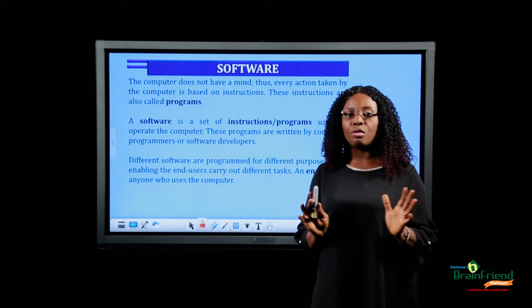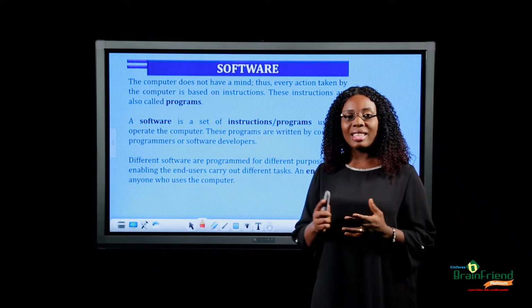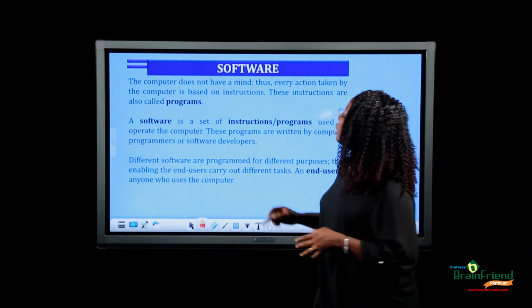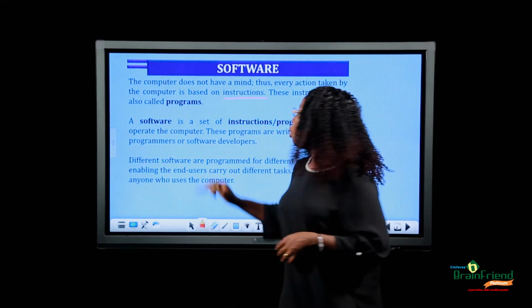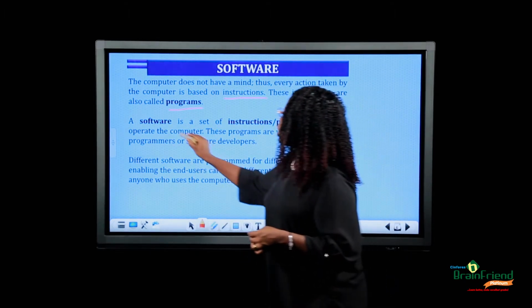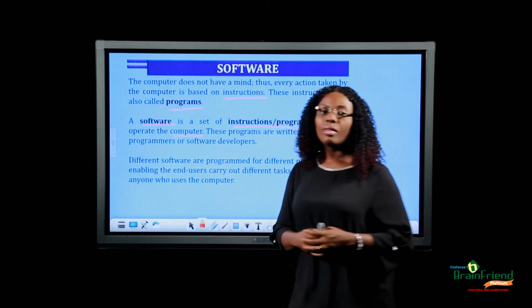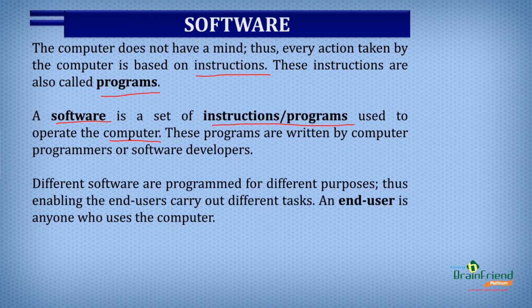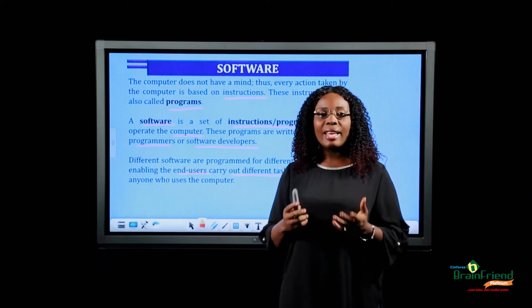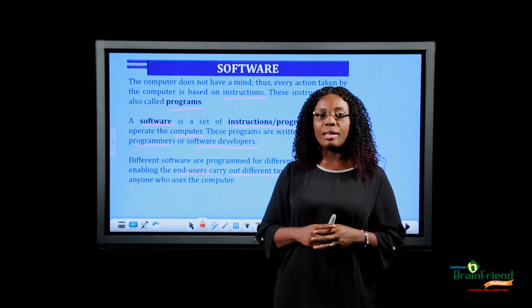Now, the computer does not have a mind of its own. It carries out different tasks based on instructions. And these instructions, like I earlier said, are called programs. So you see, a software is a set of instructions or programs that are used to operate a computer. Most software also include some form of documentations. And these programs and software are written by people called computer programmers or software developers. Different types of software exist for different purposes, and so end users can use them to carry out different tasks. An end user is a person who uses a computer.